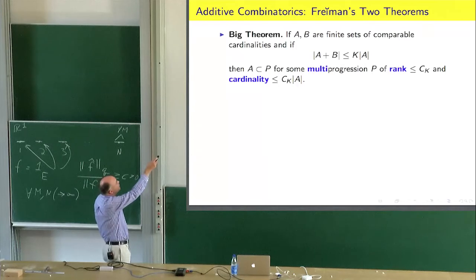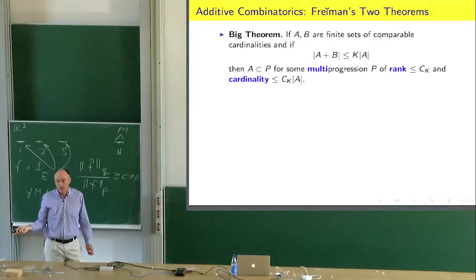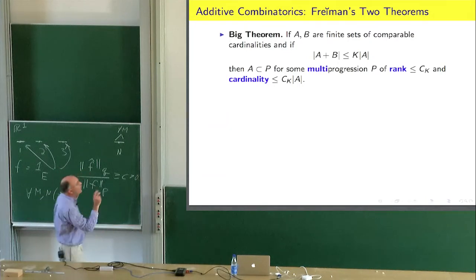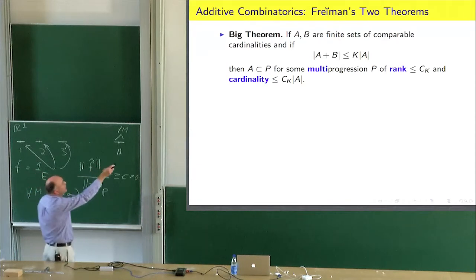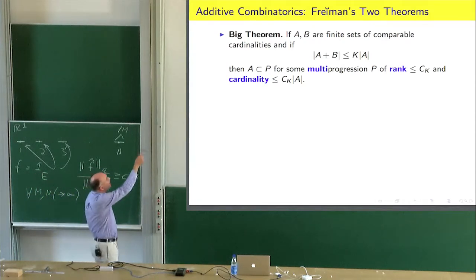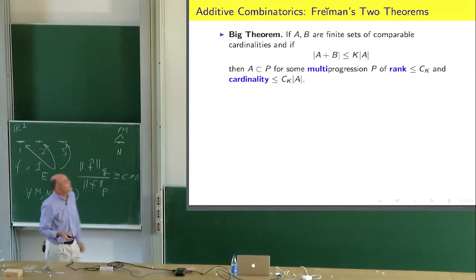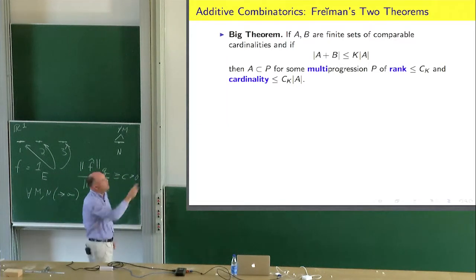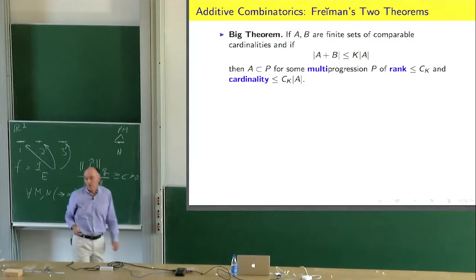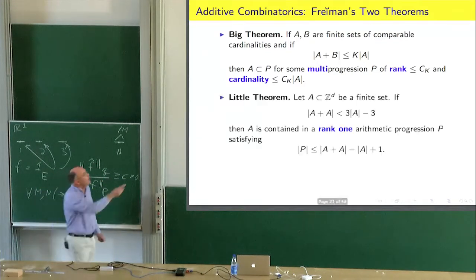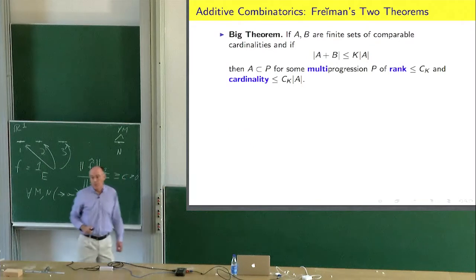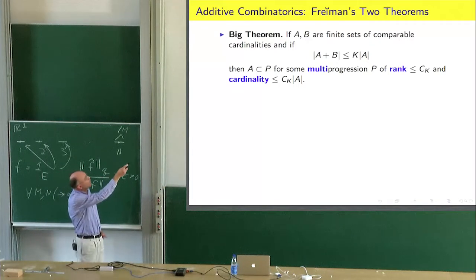So if the measure of the sumset is less than or equal to k times the measure of one set, remember it's got to be at least twice. If the sets are equal, it has to be at least twice. So if it's less than or equal to k times the measure of A, then A is contained in a multi-progression. You get control of the cardinality of the multi-progression, and it's a natural control. It's proportional to the size of A. And there's an upper bound for the rank of the multi-progression that depends only on k.